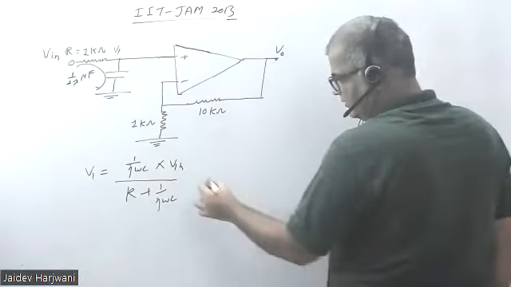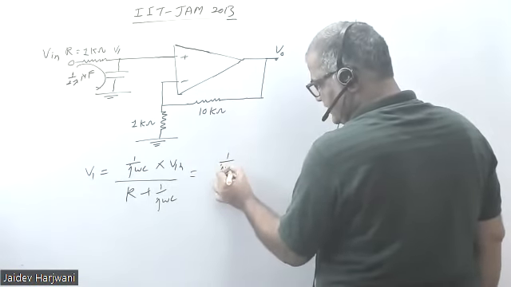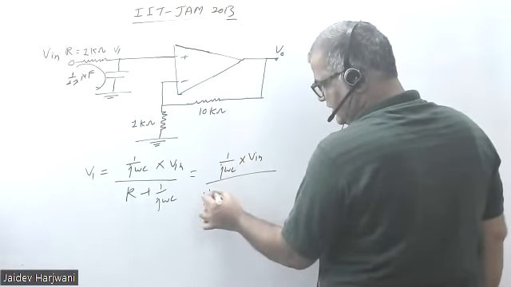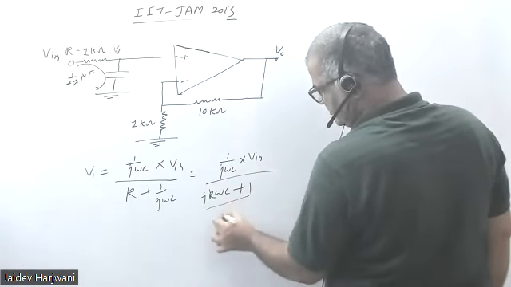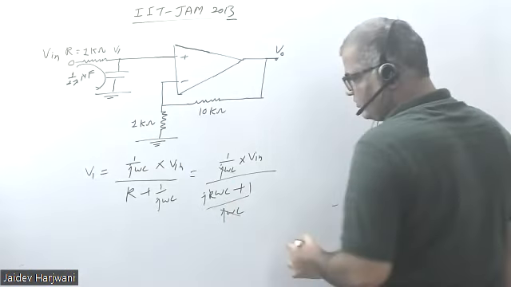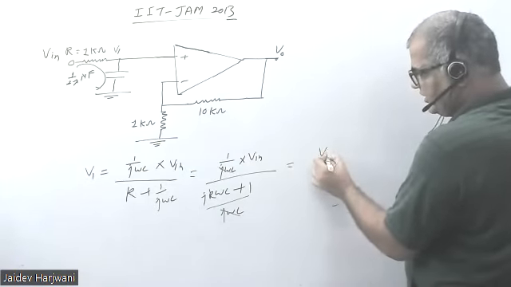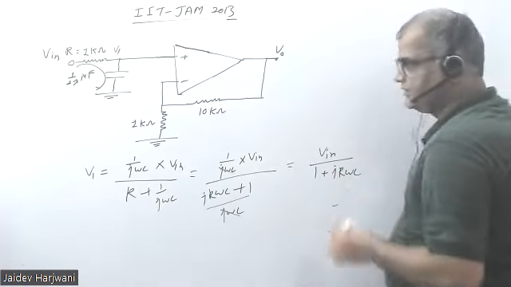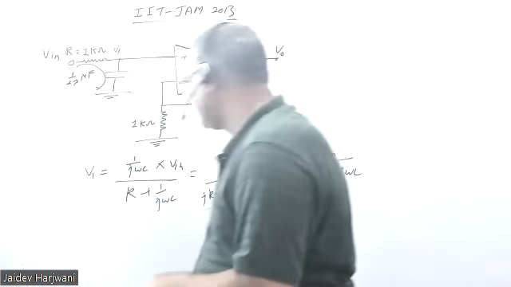Now if I solve it further, this will give me 1 upon J omega C into V input over (R plus 1 by J omega C), which is J R omega C plus 1 over J omega C. The J omega C will cancel out, and now you have V1 equals V input upon 1 plus J R omega C. Now they're asking to calculate the DC gain.